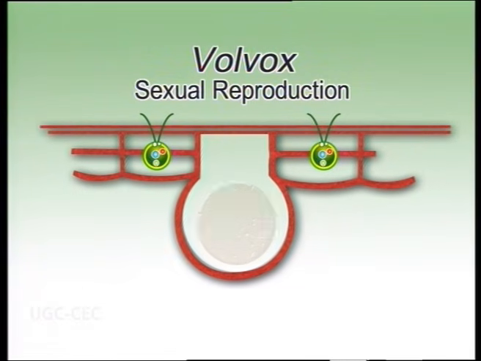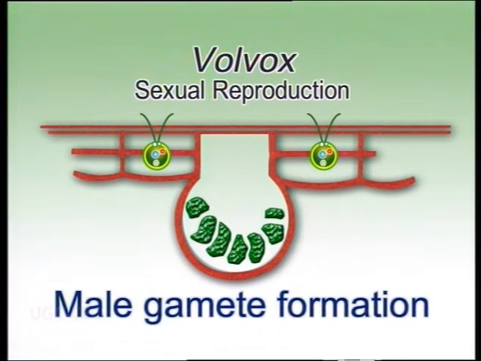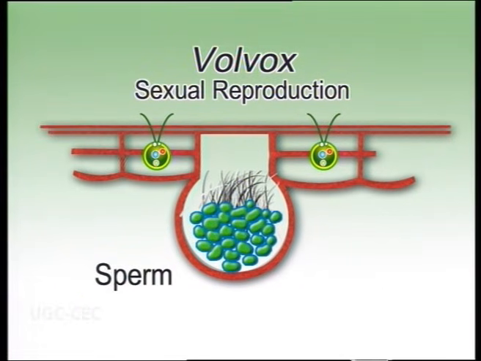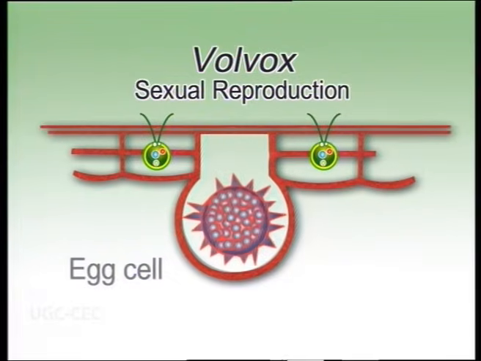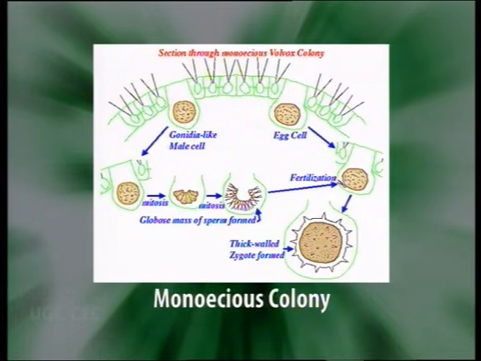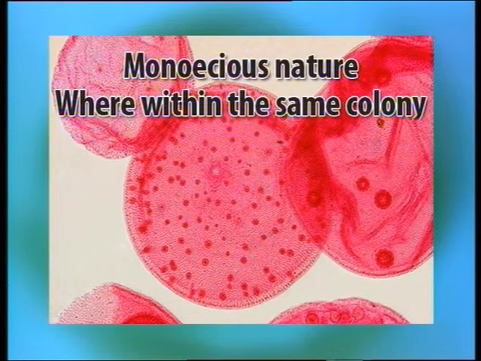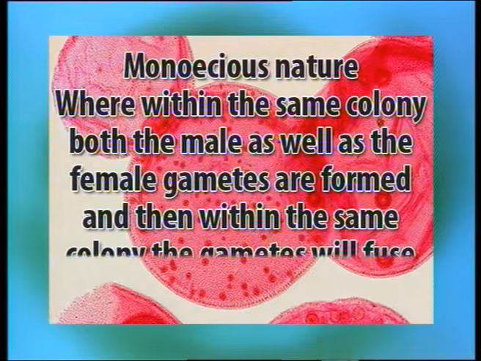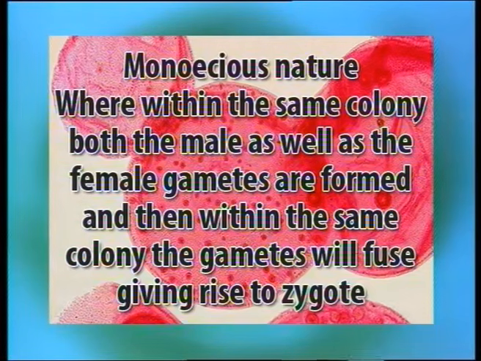In case of Volvox, the sexual reproduction is oogamous, that is where we have usually two types of gametes being formed. One is referred to as male gamete or sperm, and second is referred to as female gamete or the egg cell, which in turn has to fuse to give rise to zygote, and this zygote has to undergo the meiotic division. Now, usually we find that sometimes in certain Volvox we have a monoecious nature, that is where within the same colony both the male as well as the female types of gametes will be formed, and then within the same Volvox colony the gametes will be fusing, giving rise to zygote, which will result in the progenial colonies.